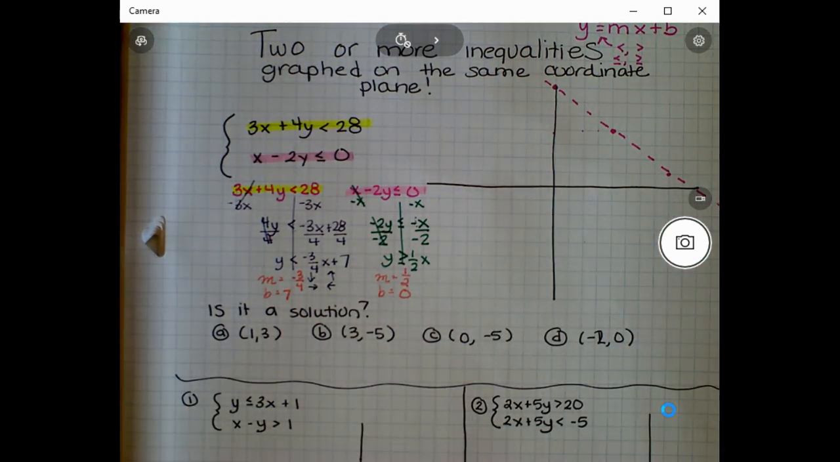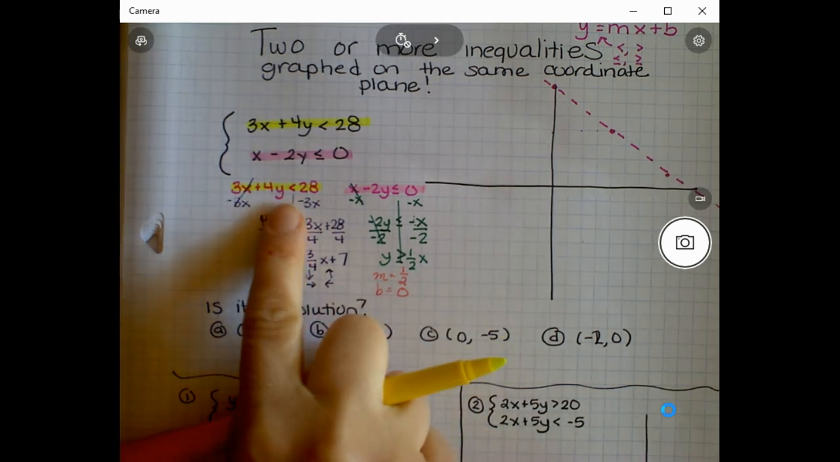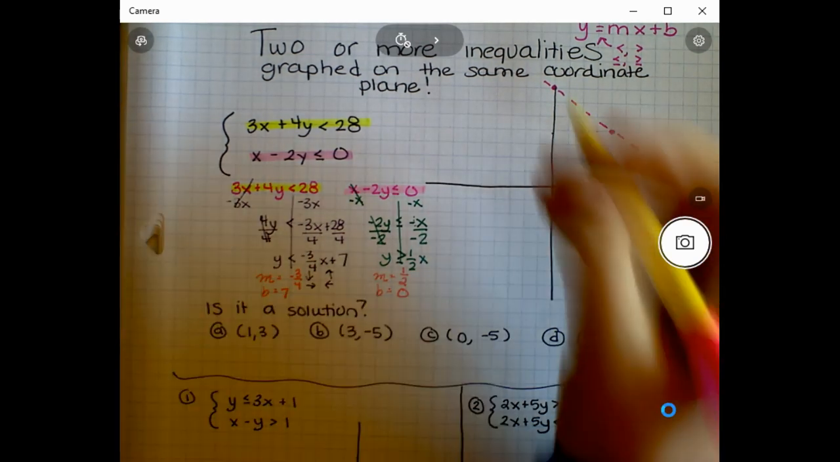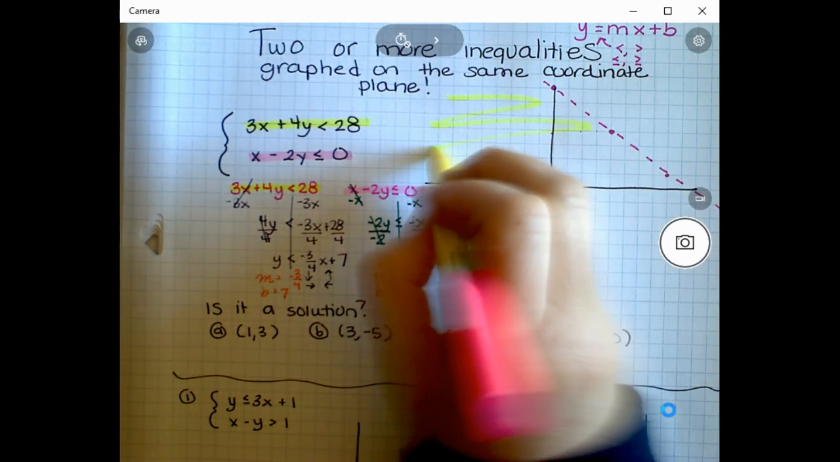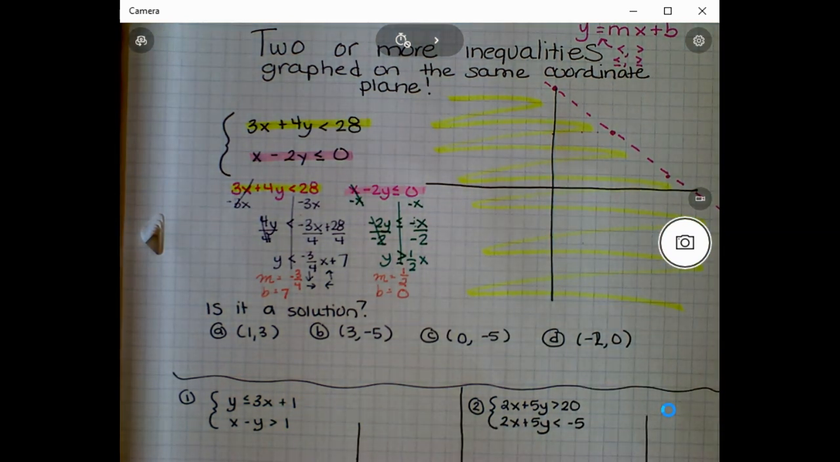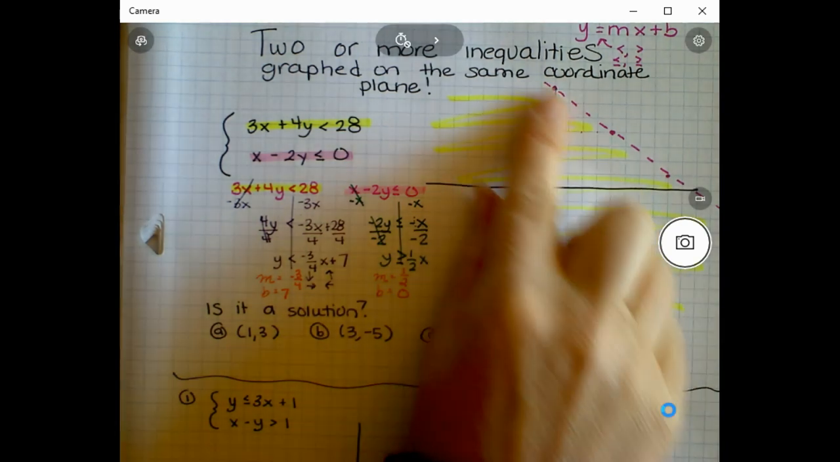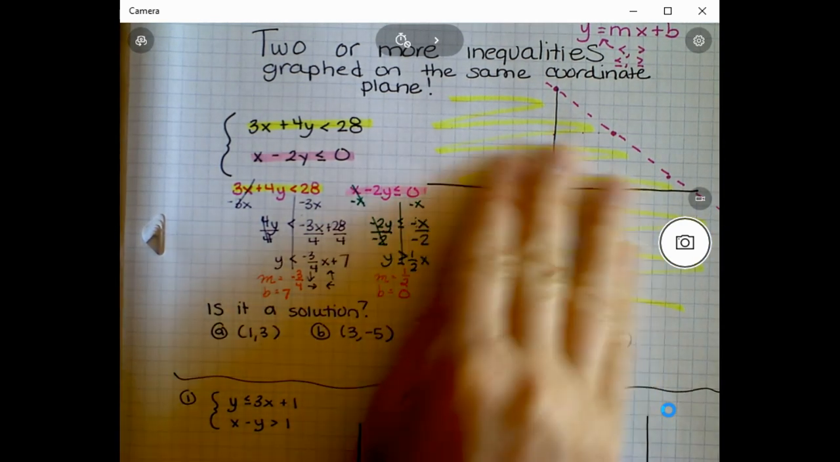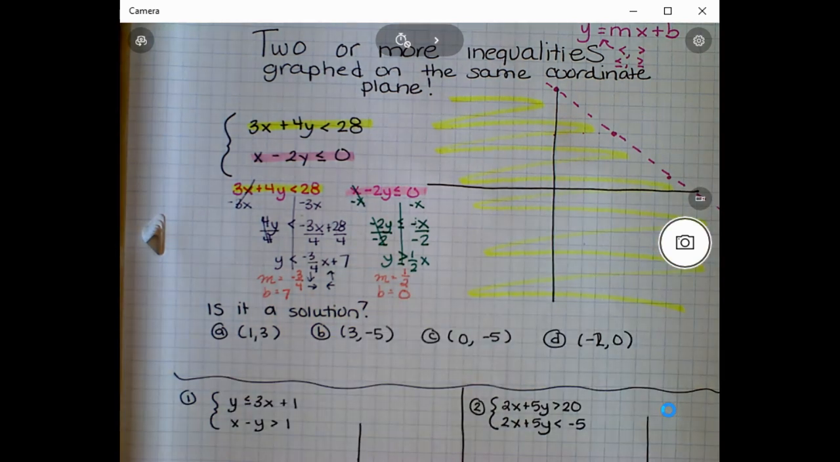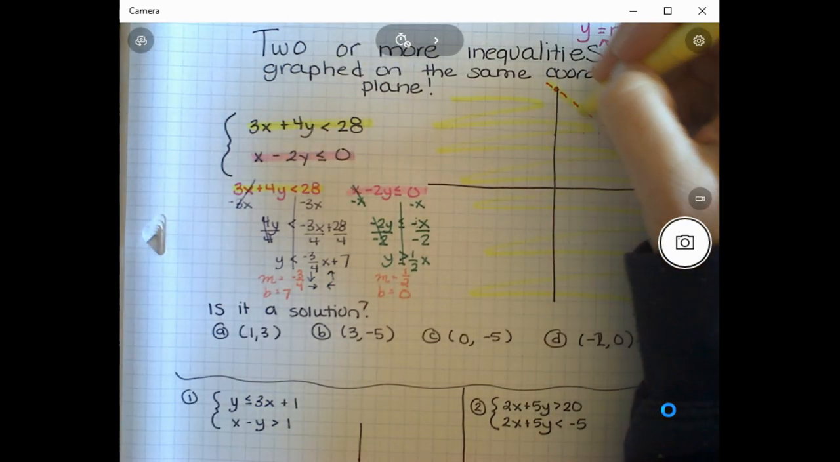And the other important thing is to know where we're going to shade. Are we going to shade above or below this line? Well, it says less than, so less than means below. Below would be this part over here, underneath the line. All right, so this is the inequality. These are all the solutions to this inequality. Okay, let me highlight that actually.